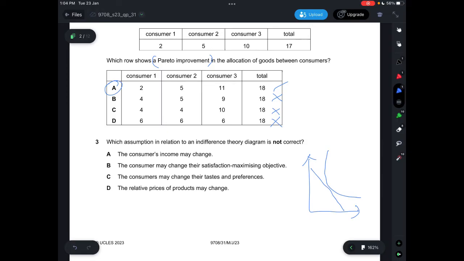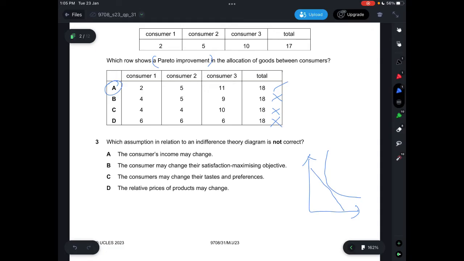So you need to remember that for indifference theory diagram, there are 2 things that may happen. One is substitution effect and second is income effect. So basically income effect will occur depending on whether or not you have an increase in salary or decrease in salary. And then substitution effect is basically when the good itself is normal good or inferior good or given good, which will also be affected because of changes in salary as well.